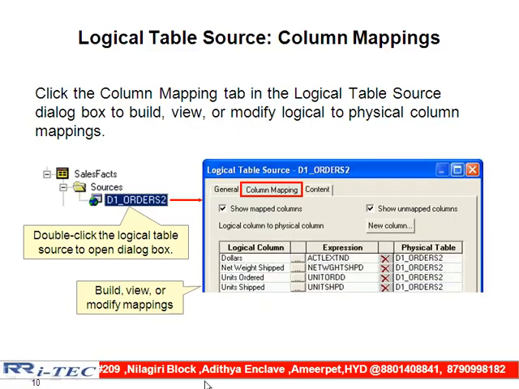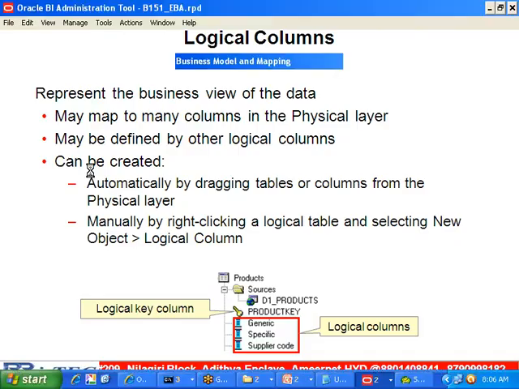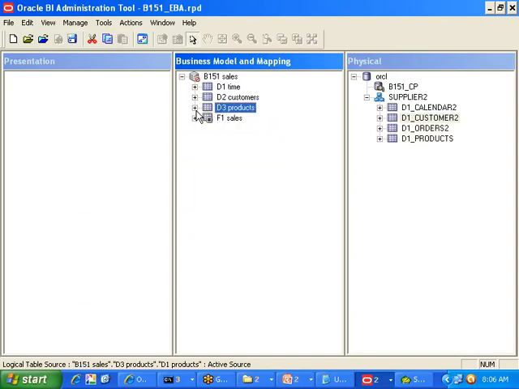Next, logical table source column mapping. We understand dollars is the column which is mapped with the ACTL exchange, which is coming from this one. Next, logical columns represent the business view of the data, whatever a user is thinking. They may map to many columns in the physical layer. We understand pending orders is mapped with unit order and unit shipped. They may be defined by other logical columns. That means if you want to derive using existing columns, you can define it. I will tell you how to do that in the calculation chapter. Okay, that is a very simple job. If you want, you can do it immediately also.